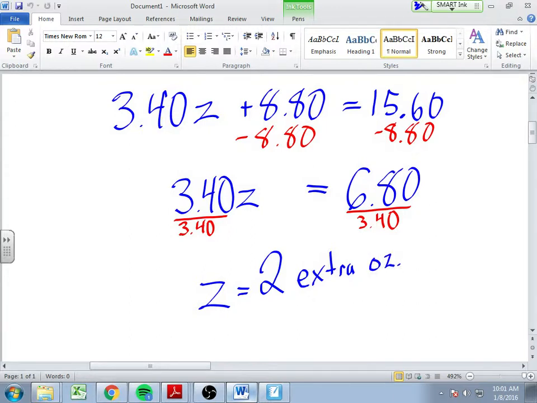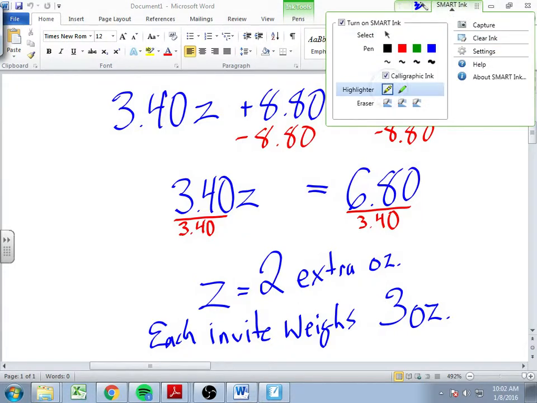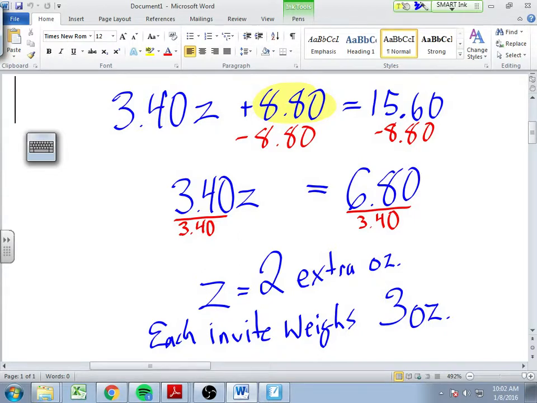So the total weight, each invite weighs 3 ounces total, because we know it's 2 extra on top of that first ounce. As Jackson said as I walked by, this is exactly like the boat problem. At the end of the problem, you need to remember there was an original first ounce. And that's what this $8.80, that was to pay for the original 20 ounces. 20 invites each with 1 ounce to start. Then this is 20 invites, each with z extra ounces.